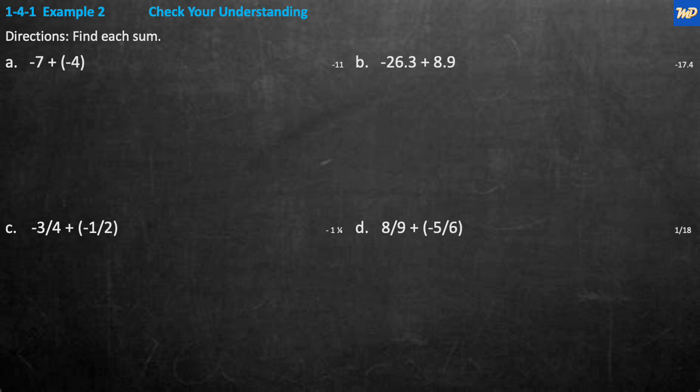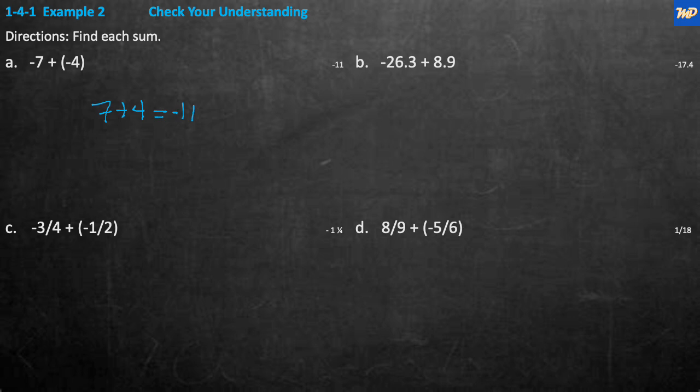Okay, I'm assuming you've done that. I'm hoping you've done that, stopped it and worked them out. Let's go through it. Problem A, it says find each sum. Problem A, negative 7 plus negative 4. Well, 7 plus 4 is 11. So 7 plus 4, right here, is equal to 11. So they're both negatives. So the answer is negative, right?